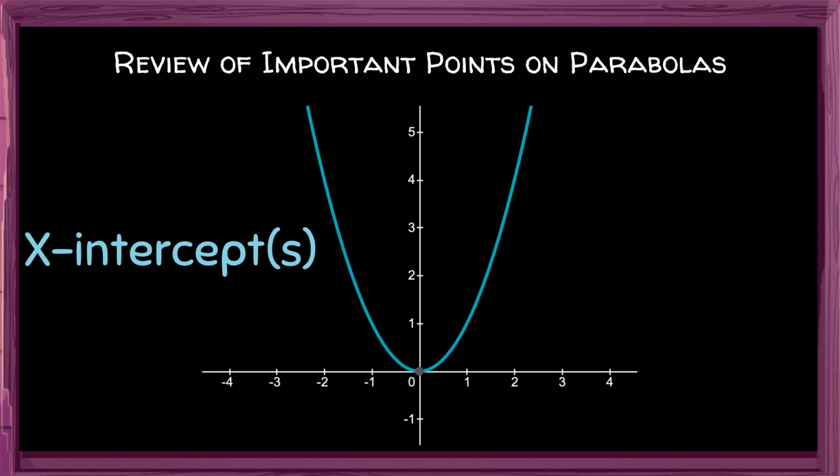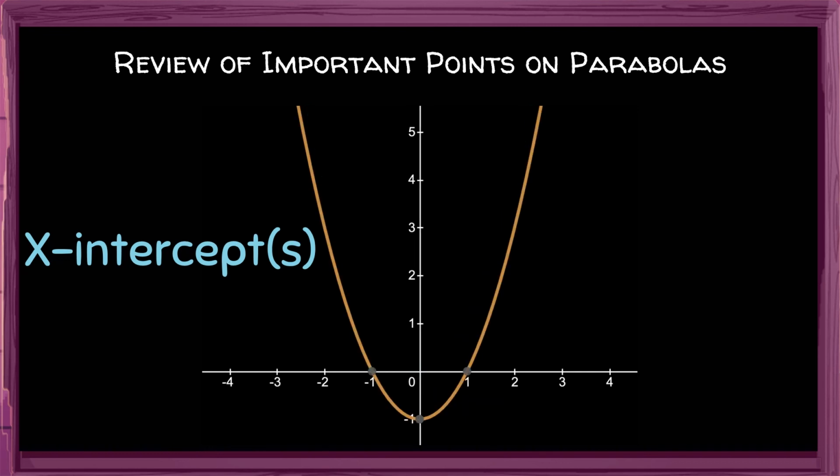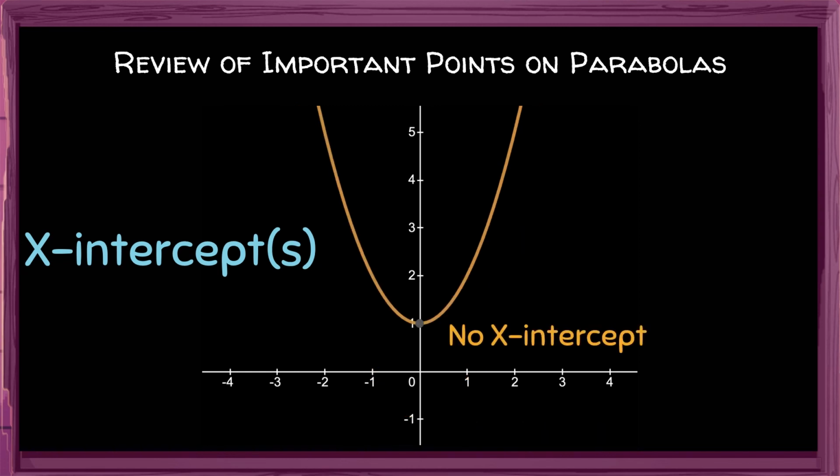Remember that when we graphed our parent function, y equals x squared, it had exactly one x-intercept, because its vertex was sitting right on top of the x-axis. But when we shifted that parabola down, we saw that a parabola can have 2 x-intercepts if it crosses the x-axis, turns around, and then crosses the x-axis on its way back. And when we shifted our parabola up, we saw that a parabola can have no x-intercepts if it turns around before it ever touches the x-axis.